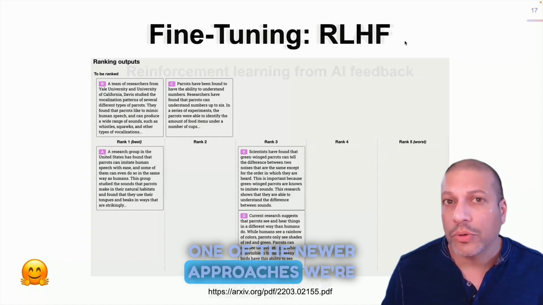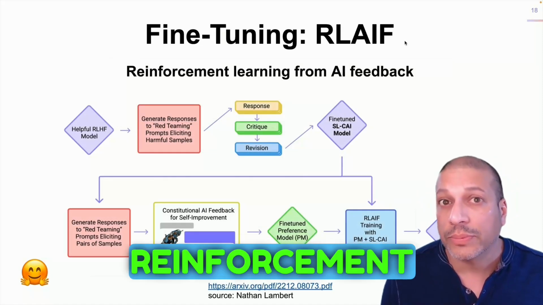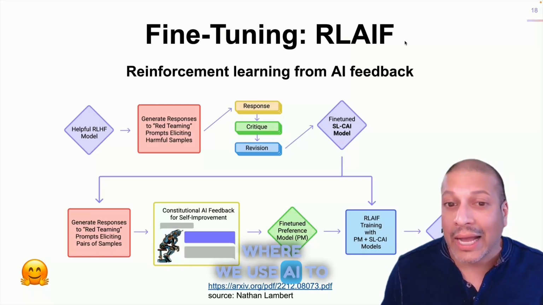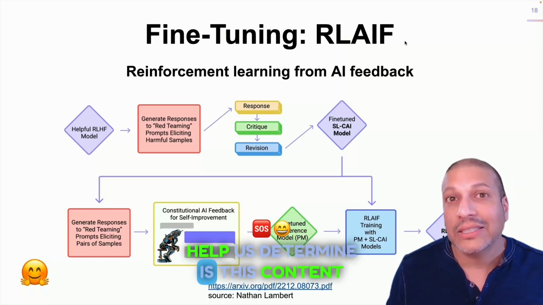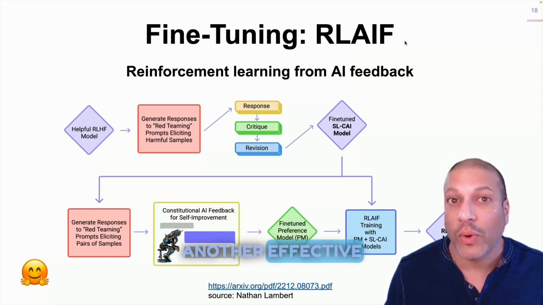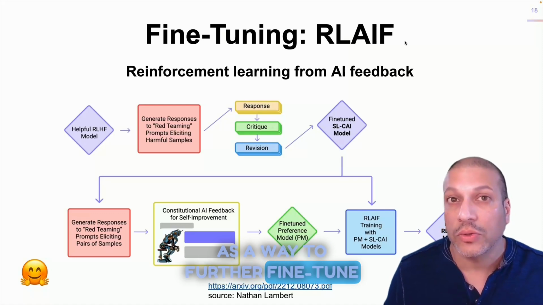One of the newer approaches we're seeing with this is reinforcement learning from AI feedback, where we use AI to help us determine, is this content harmful, is it biased or not? And that's been another effective way to further fine-tune these models.